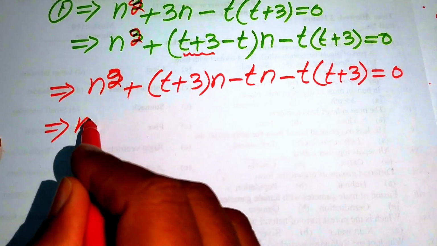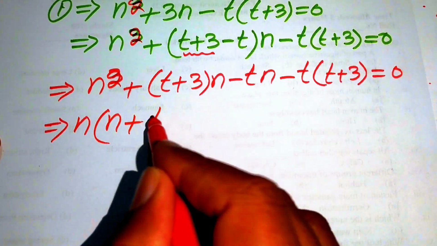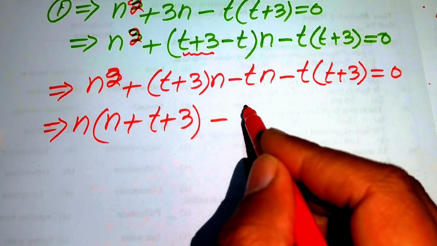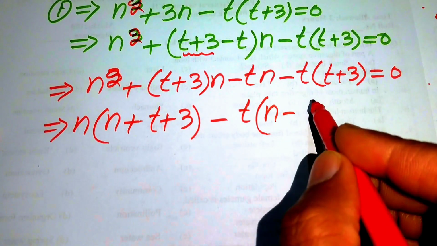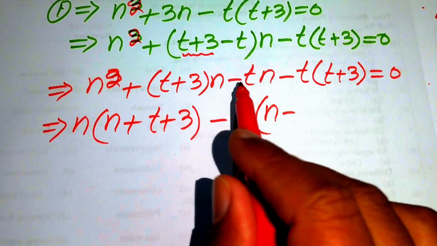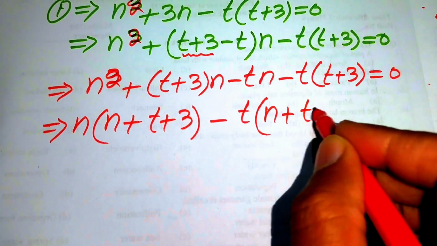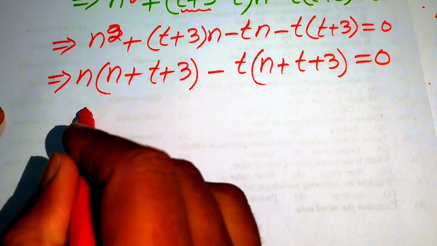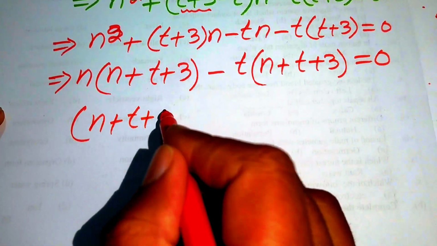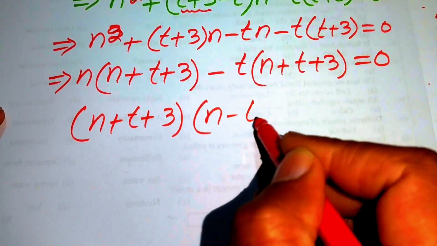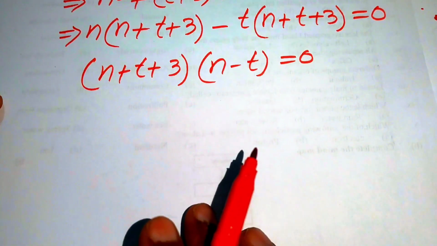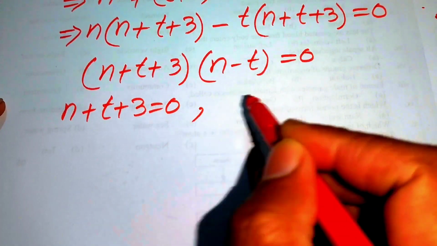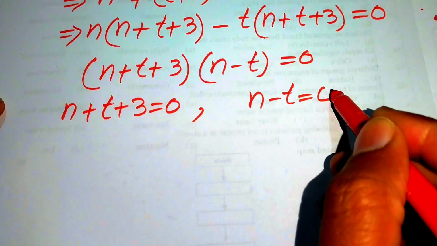Here we take common n, and we get n plus t plus 3, and here we just take common minus t, and we get n plus t plus 3, and this whole equals 0. Here you see that n plus t plus 3 is the common expression, and we get n minus t equals 0. And now here we have two cases. The first case is we write n plus t plus 3 equal to 0, and the second case is we write n minus t equal to 0.